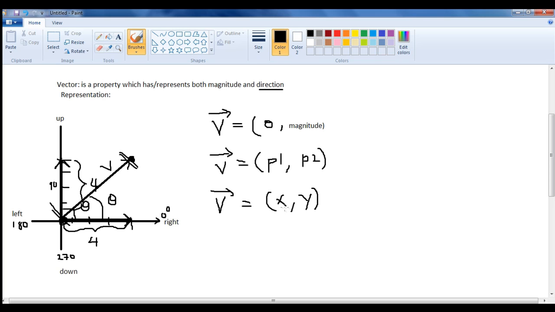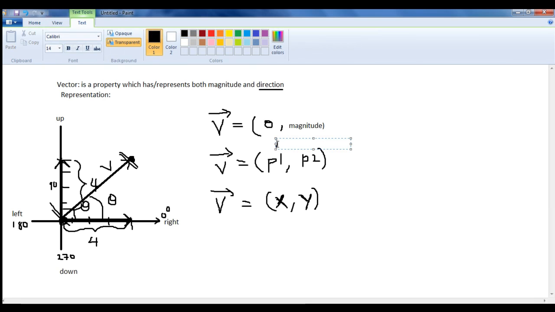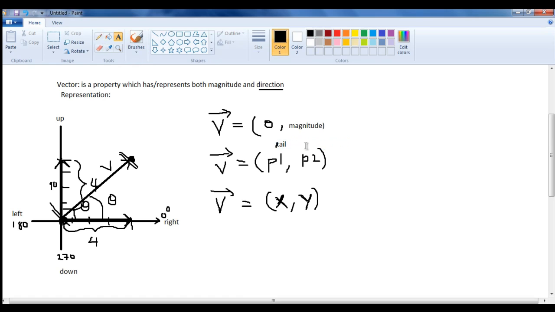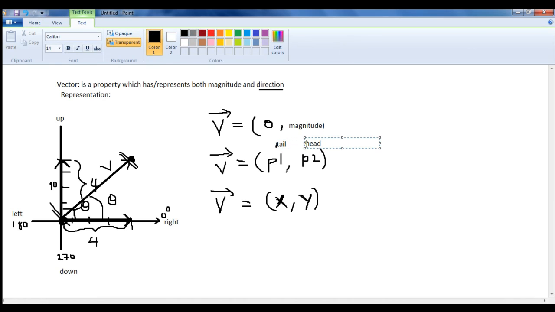And you can consider the other point, the origin, will always be 0, 0. You can think like that. So we just give the x and y values that indicate the position or the point at which the vector head is pointing. This P1 is the tail, guys. T-A-I-L, tail point, and this one is the head point.